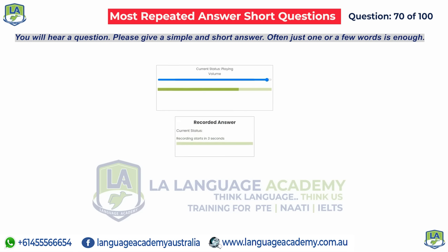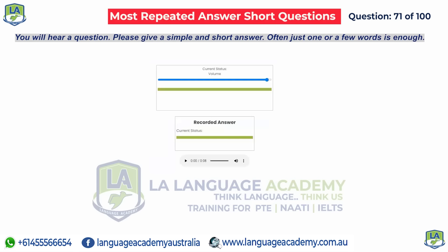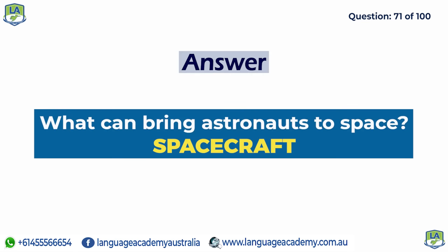What do humans and animals need to inhale for survival? Air, oxygen. What can bring astronauts to space? Spacecraft.